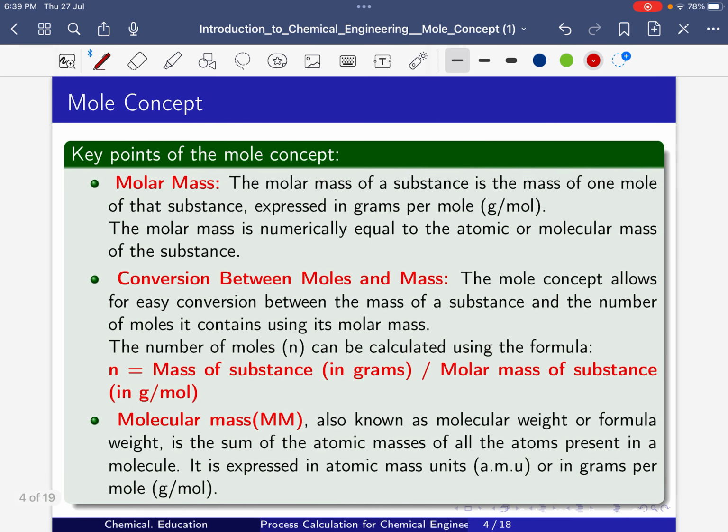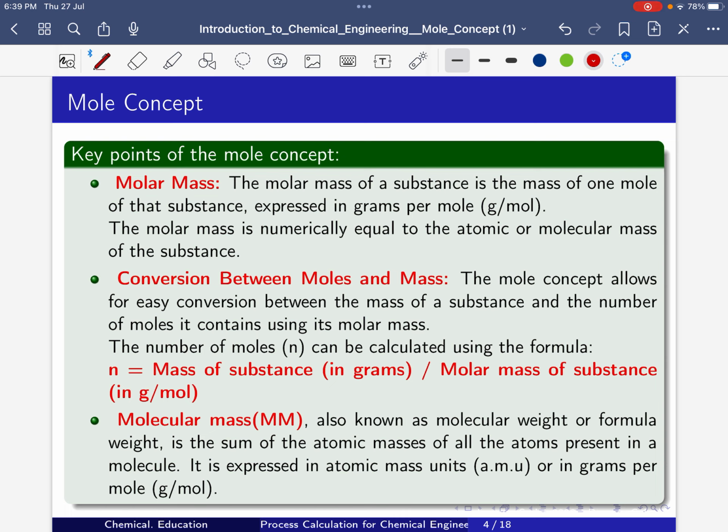Now other key points, like molar mass. The molar mass of a substance is the mass of 1 mole of that substance expressed in grams per mole. It means, for 1 mole, how many grams is there? That is called molar mass. The molar mass is numerically equal to the atomic or molecular mass of the substance.